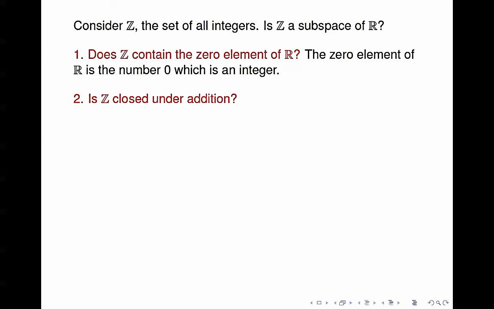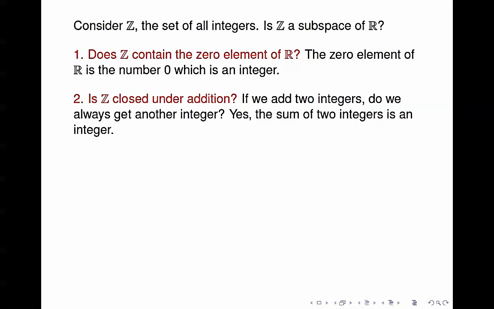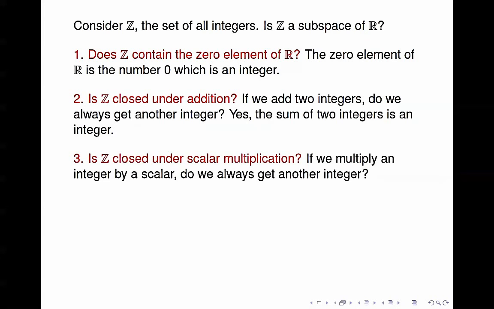Is Z closed under addition? If you take two integers and add them together, do you get another integer? And the answer is yes, because the sum of any two integers is always an integer. So we passed number 1, we passed number 2. How about number 3? Is it closed under scalar multiplication? If we multiply an integer by a scalar, do we always get another integer?